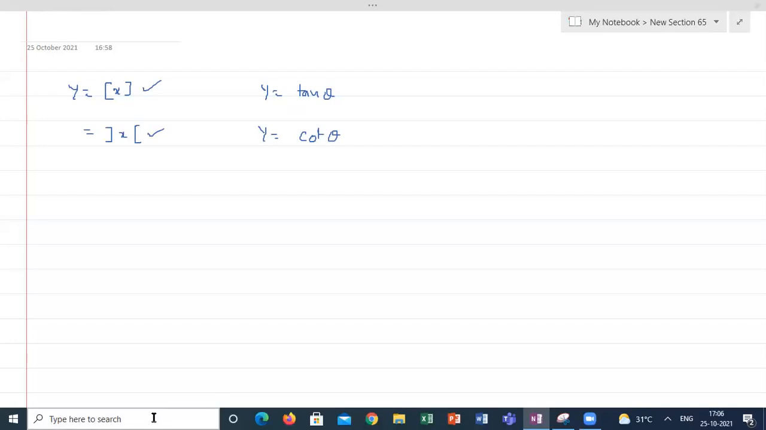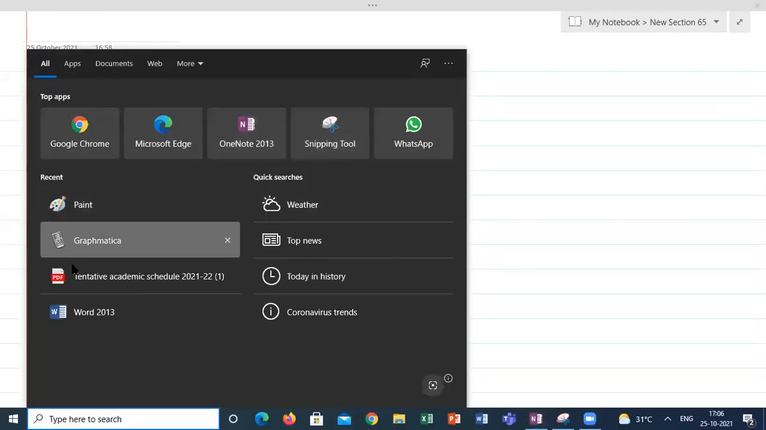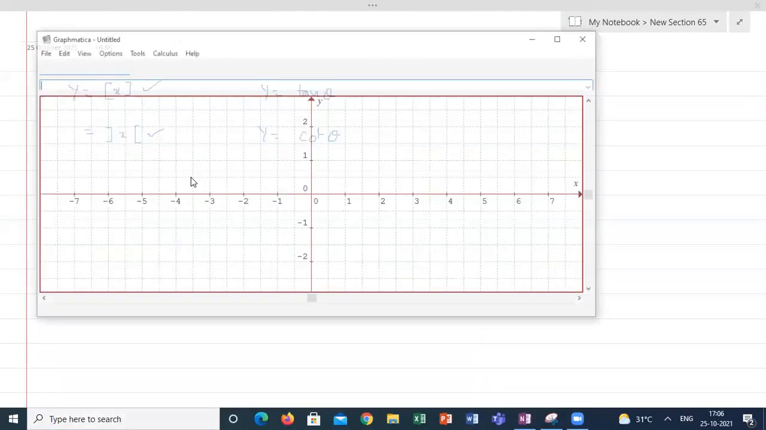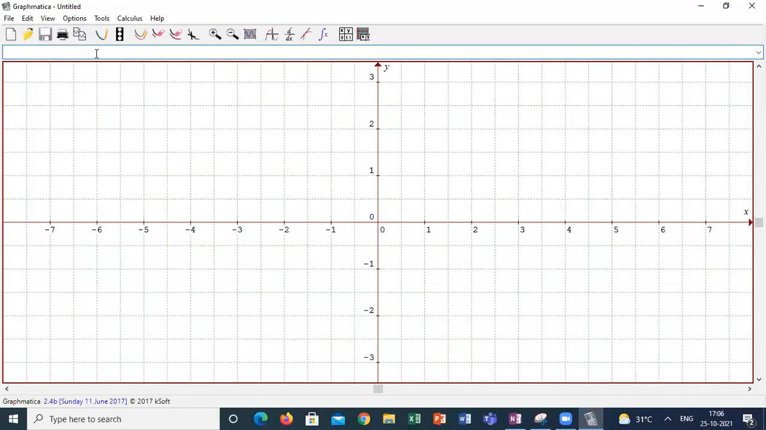Suppose I'm taking y is equal to the modulus of x, it is a piecewise function. Greatest integer function y is equal to floor of x. Anyone having any idea about these functions? I already told you. Try to recollect. Anyone?